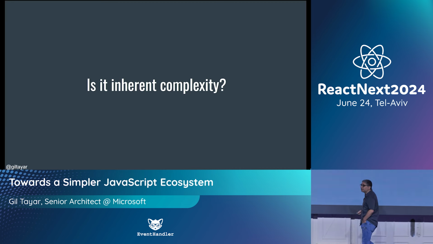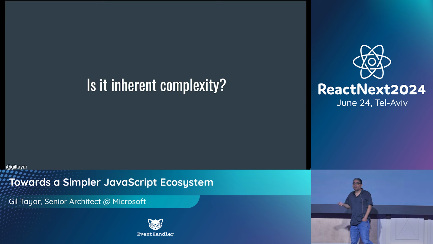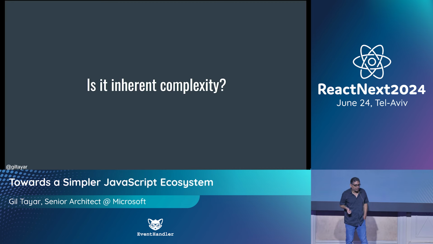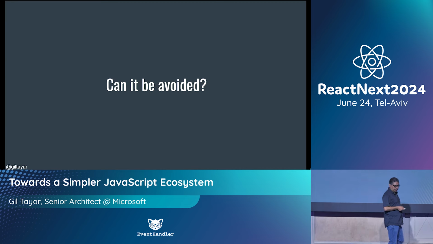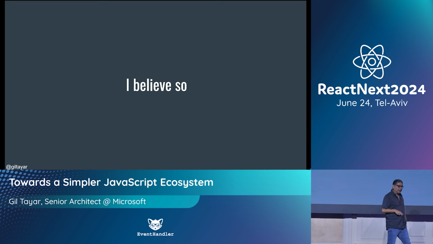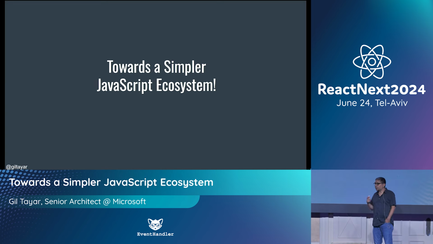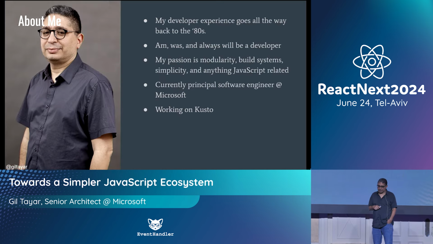So is it inherent complexity? Is it really complex because it has to be? Or can it be avoided? And I believe today, it can be avoided. So, towards a simpler JavaScript ecosystem.